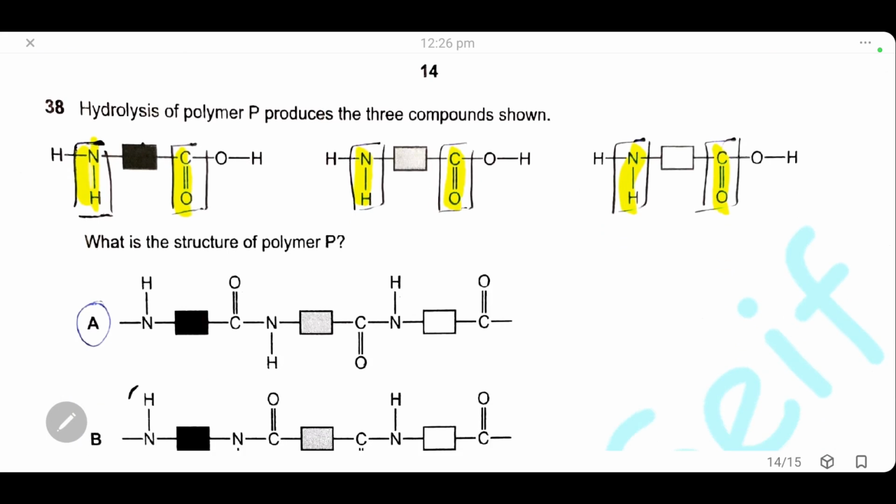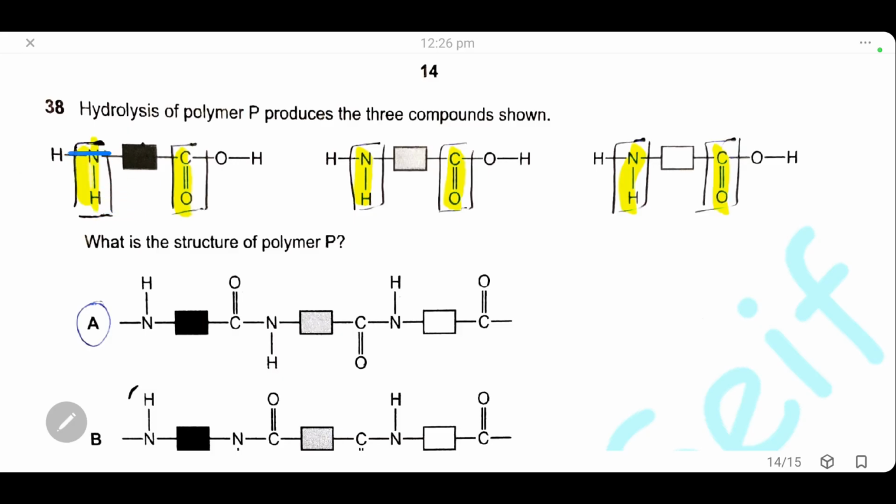Question 38. Hydrolysis of the polymer B produces 3 compounds, as we can see here. This is the first, second, and the third compound. What is the structure of the polymer B? To know which one is polymer B, we have to follow the order connecting these 3 monomers together.